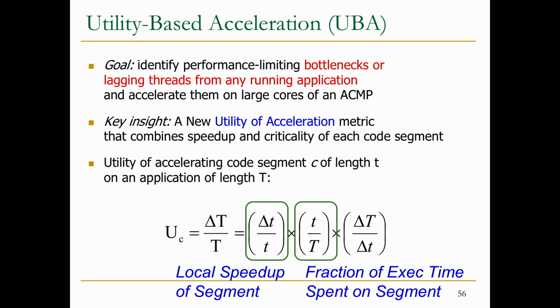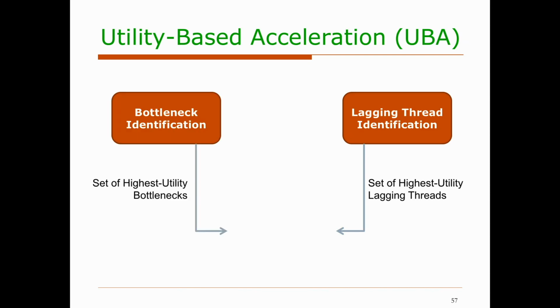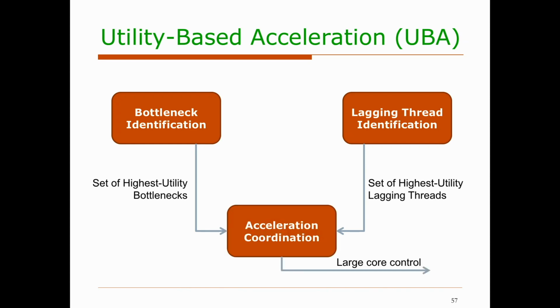What is the fraction of execution time spent on that segment? You can actually estimate that also. And this is the global criticality of the segment. How critical is the segment for the entire application itself? And the paper actually finds a way of estimating these nicely. So you can take a look at the paper. Now, if you actually do that, basically there are two kinds of identification mechanisms. One is the bottleneck identification. It gives you a set of highest utility bottlenecks. And the lagging thread identification gives you a set of highest utility lagging threads. And then basically the large core is arbitrated by the utility metric over here.